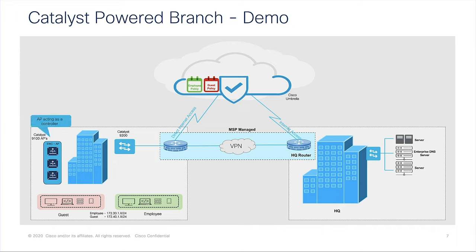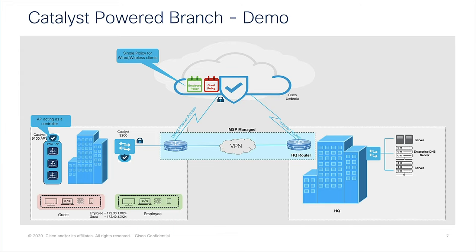We have three 9100 wireless access points which are operating in embedded wireless controller mode to serve the wireless clients and a 9200 switch to serve the wired clients. Umbrella has been enabled on the 9200 switch as well as on the 9100 access points. We have two policies configured on Cisco Umbrella, an employee policy and a guest policy.